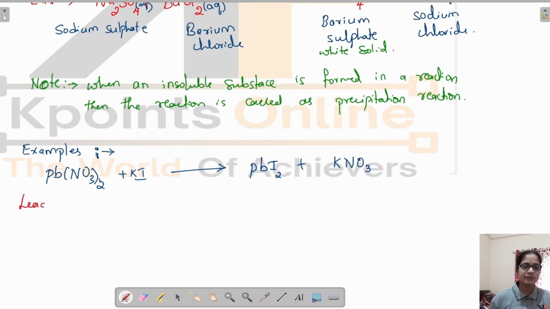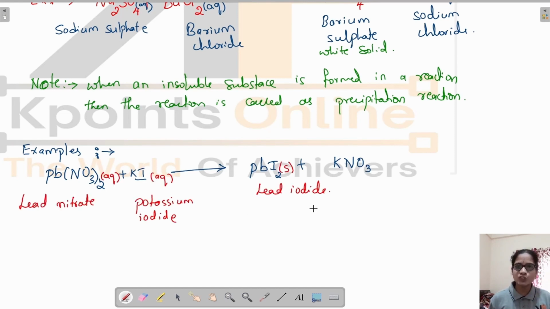It is lead nitrate. This is potassium iodide. This is lead iodide. It is a yellow solid. It is a precipitate formed in the reaction. It is a yellow PPT. Then it is potassium nitrate. This is also a double displacement reaction where there has been an exchange of ions. Lead reacts with the iodide anion to form lead iodide, and potassium has interacted with the nitrate ion to form potassium nitrate.